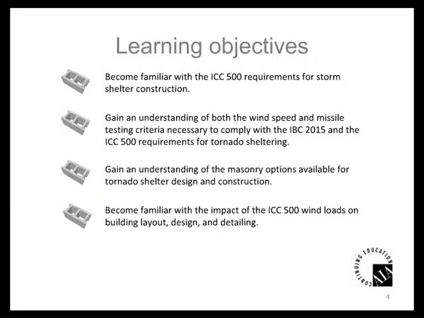What we're hoping that you get from the session today is that you become familiar with the ICC 500 requirements for storm shelter construction. These are not masonry specific. They apply to all materials that would be used in storm shelter construction. We want you to understand both the wind speed and the missile testing criteria that's necessary to comply with the IBC 2015 and the ICC 500 requirements for tornado sheltering. So we're going to be focusing on tornado sheltering today, not hurricane, for example.